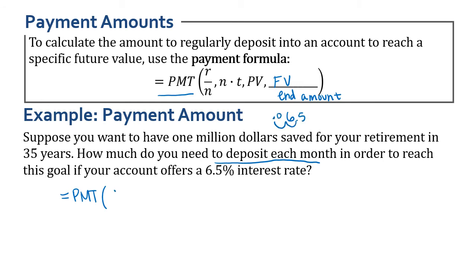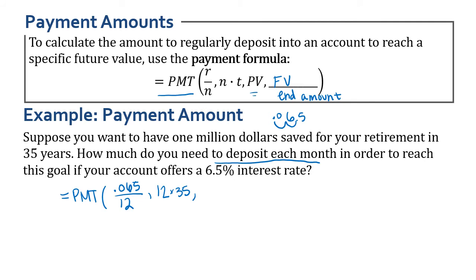So this is going to be 0.065 divided by n, which is the number of times that it's compounded each month. So it looks like we're depositing each month, so we're going to be using 12. And then our n times t, so 12 times the number of years, which is 35 years.